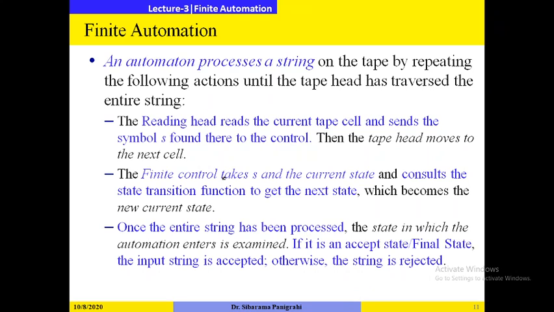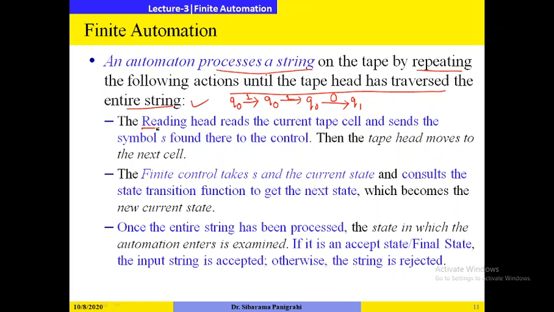Next, an automaton processes a string on the tape by repeating the following actions until the tape head has traversed the entire string. How is a string processed? I have already shown you this in the example. First we start from Q0. It reads the first symbol from the input tape, let's say 1. Q0 by taking 1 goes to Q0. Then Q0 again reads 1, so it stays at Q0. Then suppose it gets a 0. Q0 by taking 0 goes to Q1.